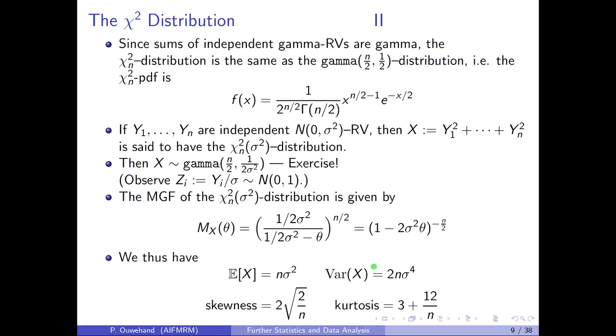Similarly, the variance was given by alpha over lambda squared, which in this case simplifies to 2n sigma to the power 4. The skewness was given by 2 over the square root of alpha, and the kurtosis was given by 3 plus 6 over alpha.